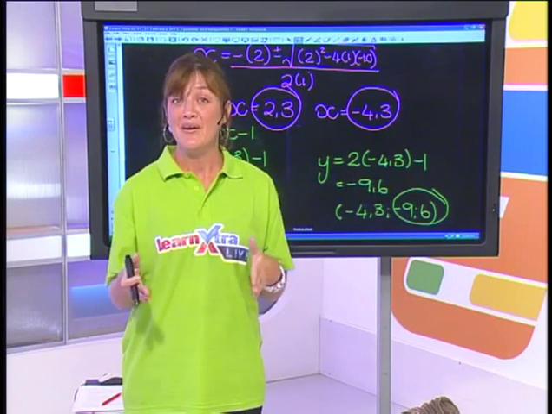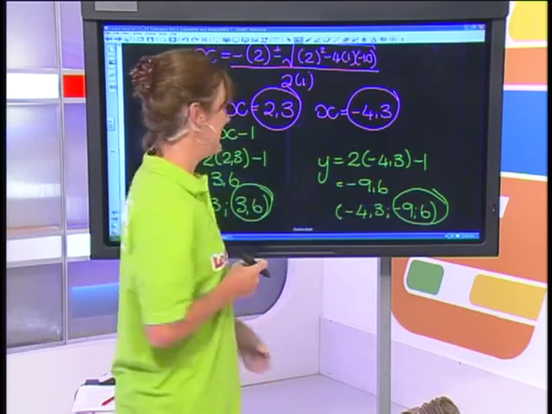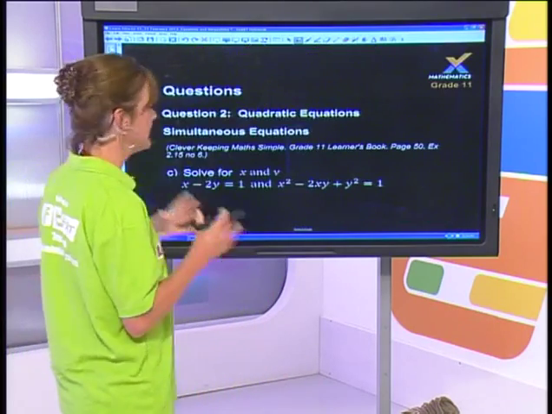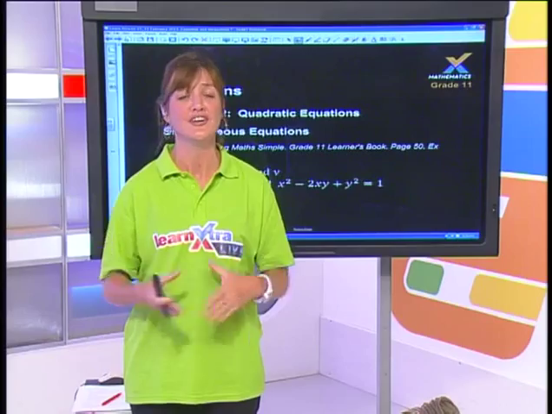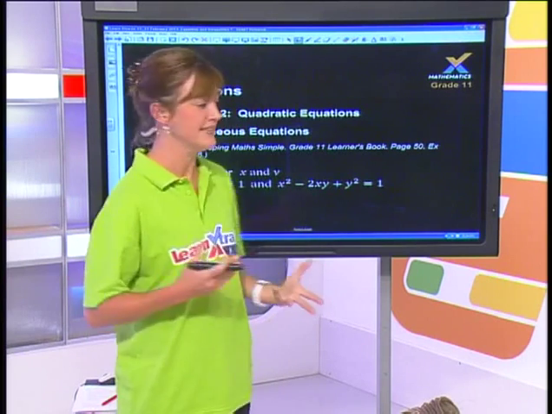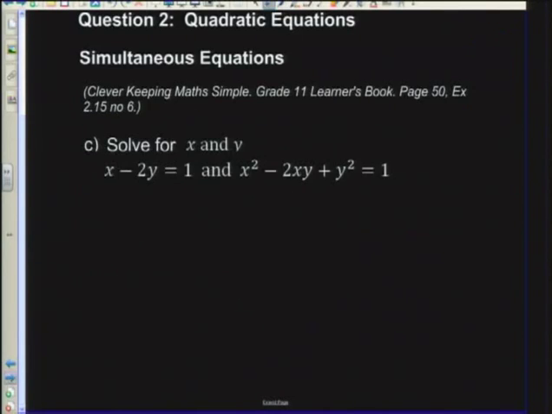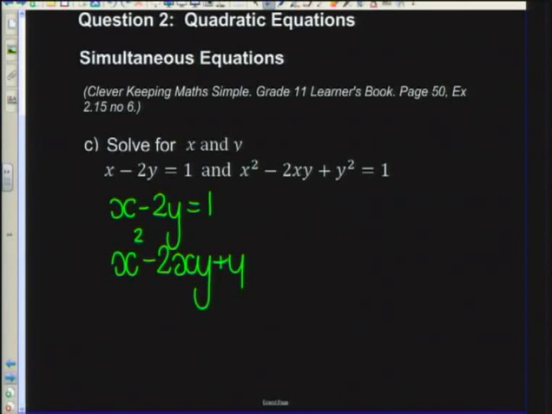Let's have a look at another simultaneous equation. It's such an important concept for you guys to know, and that's why it's really important that you understand it. Once again, I've got two equations. I've got x minus 2y, which is equal to 0, and I've got x squared minus 2xy plus y squared, which is equal to 1.